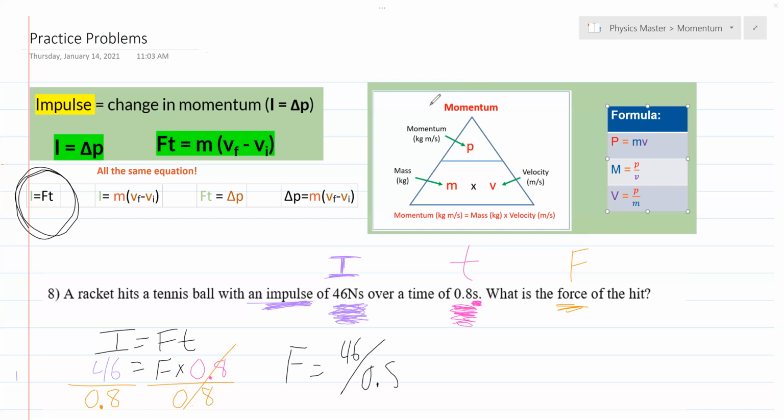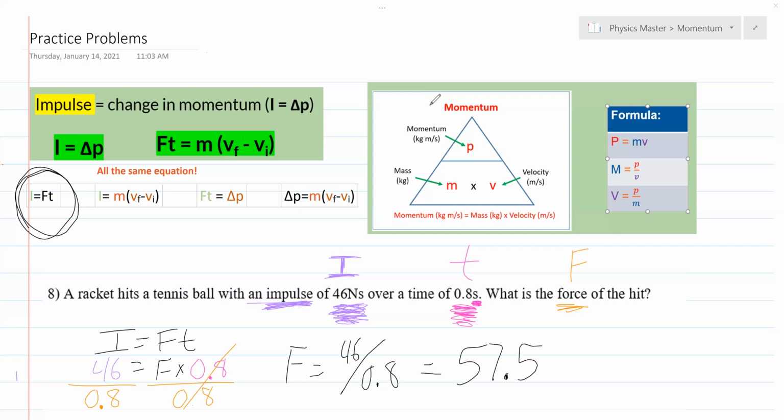Somebody tell me what the answer is. 57.5, Naya says. I need a unit. Joelle, can you tell me the unit for this? We're looking at force. The unit for force never changes. Kilograms, meters per second? 57.5 N. But force, momentum.